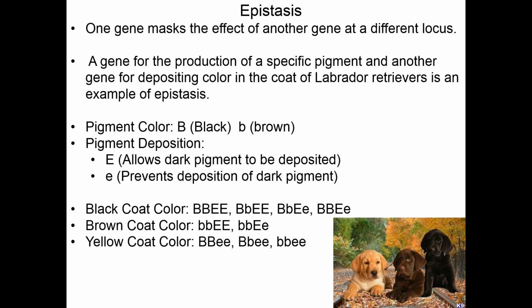Epistasis. Epistasis, you have one gene that is masking the effects of another. One of the common examples is the Labrador Retrievers. We have three major varieties. We have Golden, we have Black, and we have Chocolate.